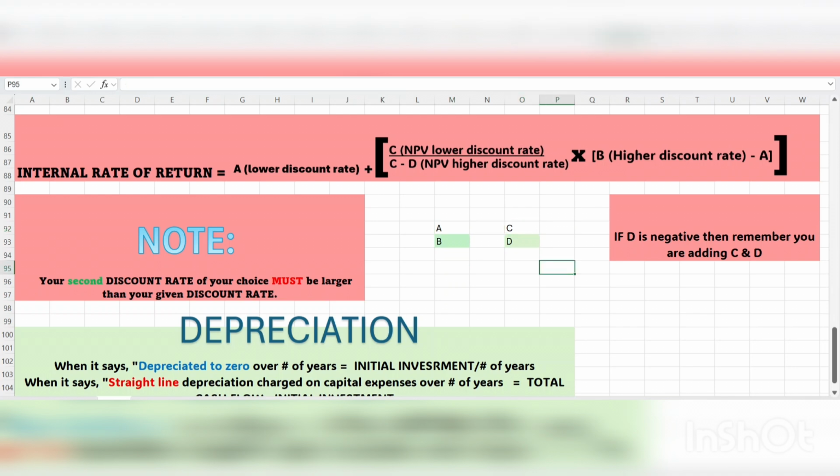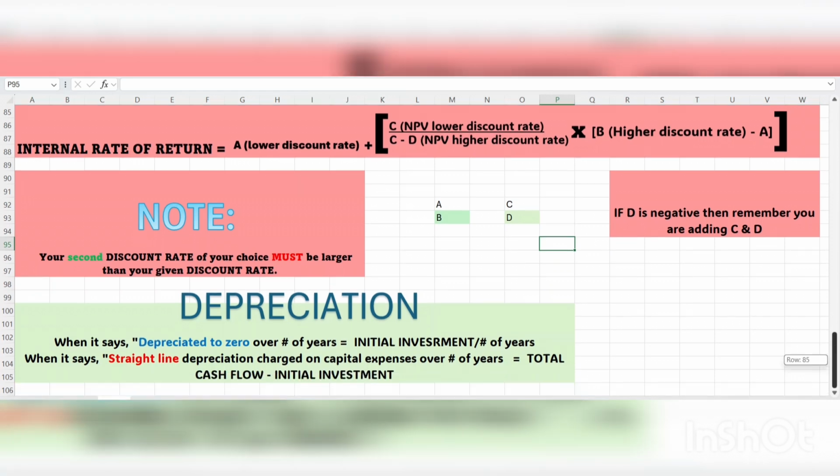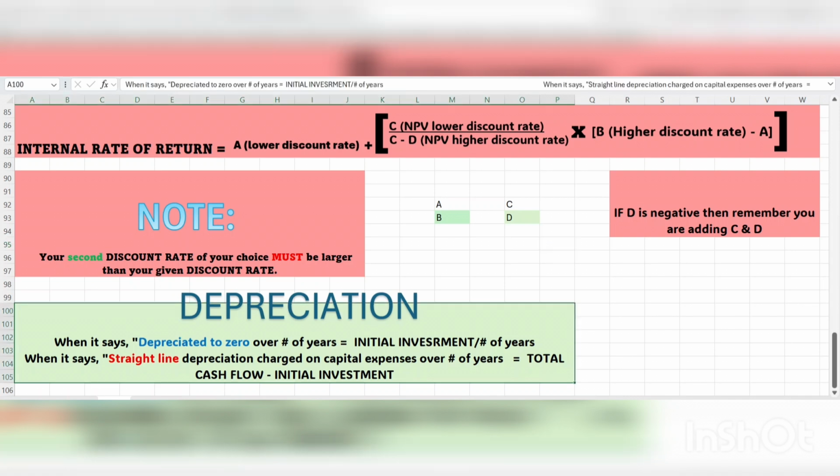All right, and remember, if D is a negative value, then we're going to add C and D in the end here. So you'll go C divided by C plus D. But if this value is positive, then we just do C minus D divided by C. Okay. And lastly, when it deals with depreciation, if it says depreciation to 0, it's your initial investment divided by the number of years. But if it says straight line depreciation, then it's your total cash flow minus your initial investment.